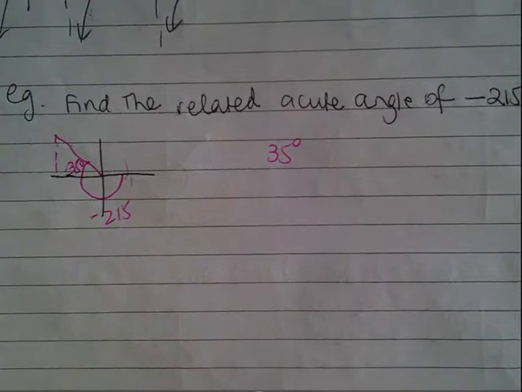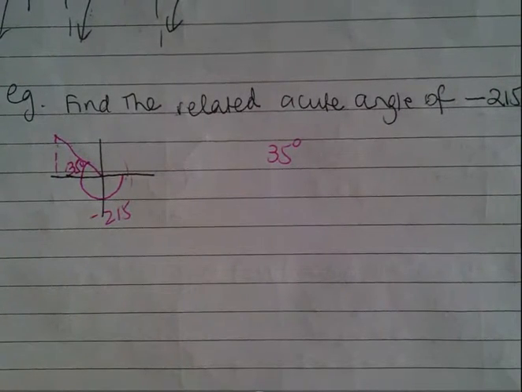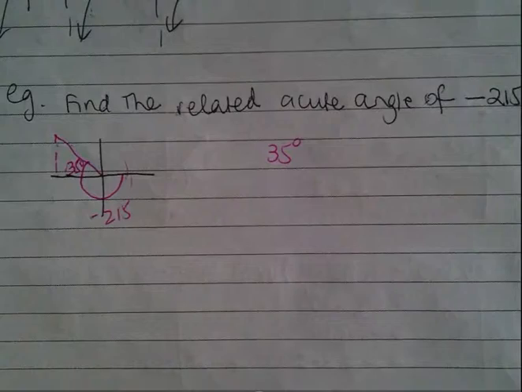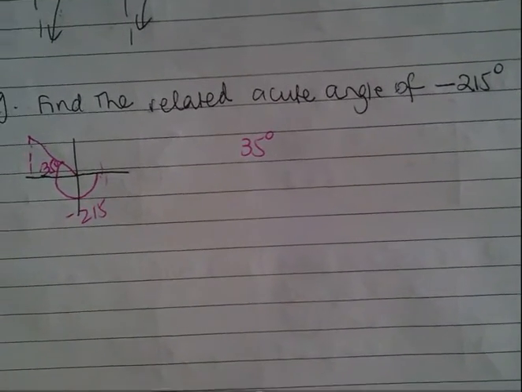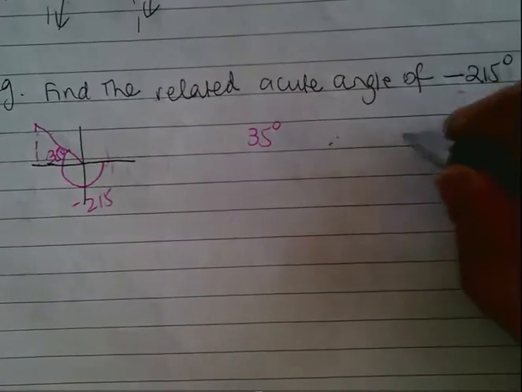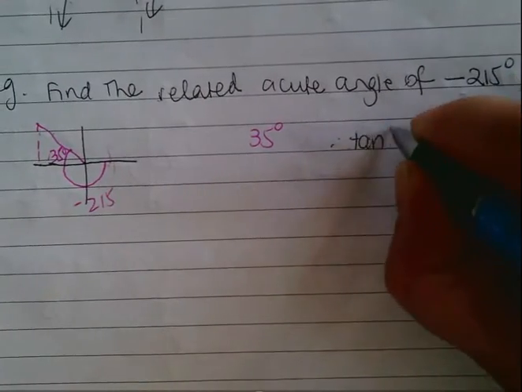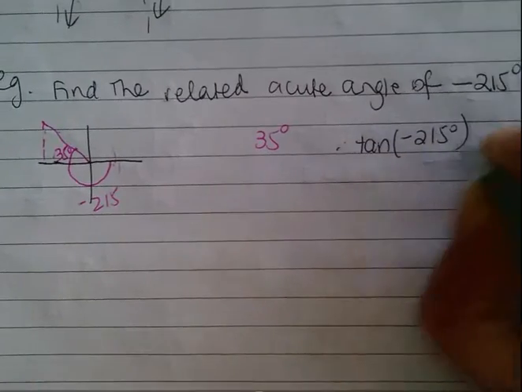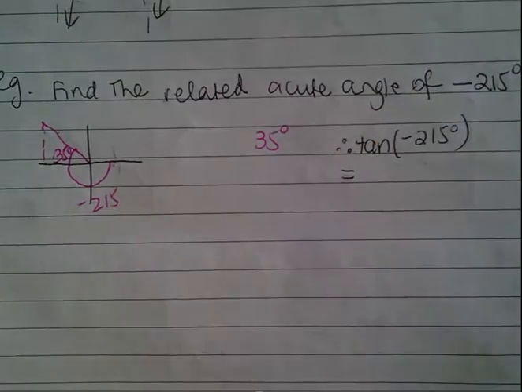You don't put positive or negative because you don't know if it's sine, cos, or tan. That's all that question was asking. You won't be asked that in an exam. They'll say, for example, what's tan of negative 215? It's not an exact one, by the way.